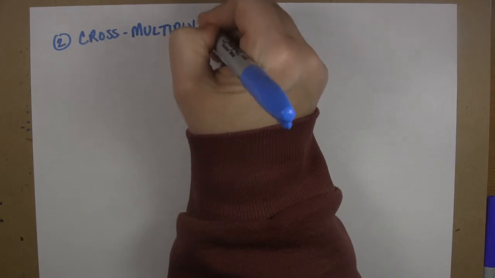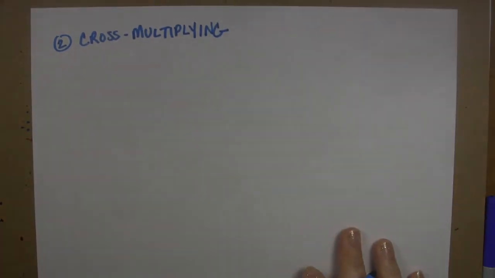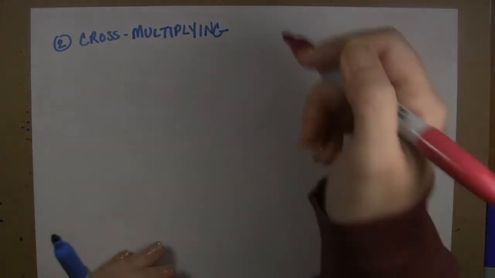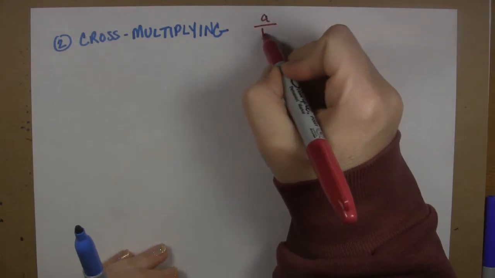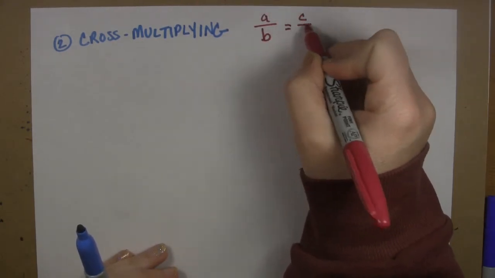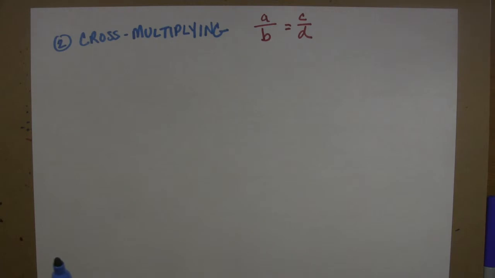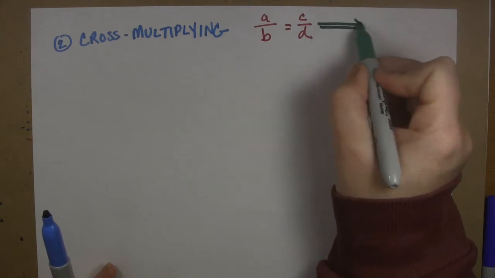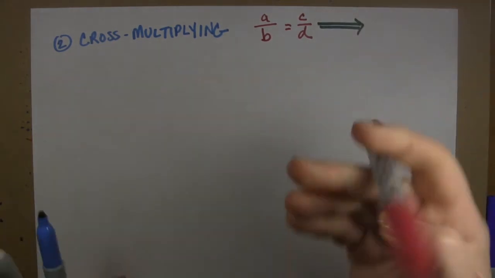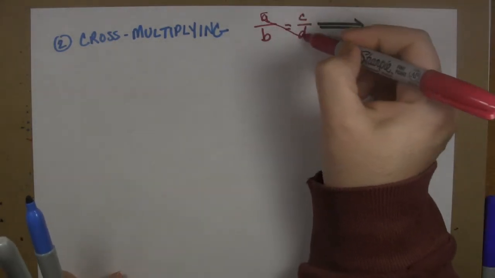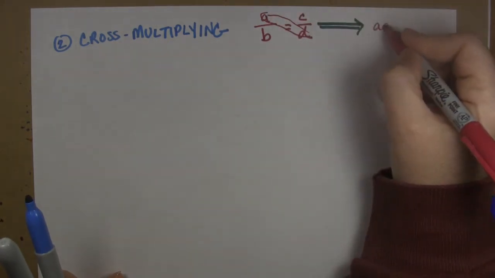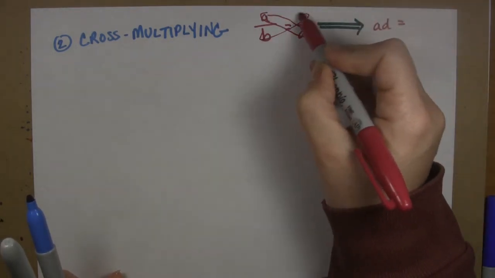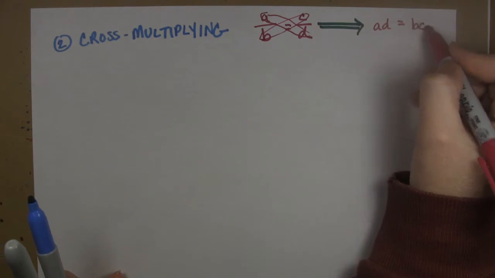Multiply. Having a little trouble with the spelling today. Cross multiplying. And what that means is that if we have A over B equals C over D, that means that I can cross multiply these two, and this becomes A times D equals B times C. Okay?